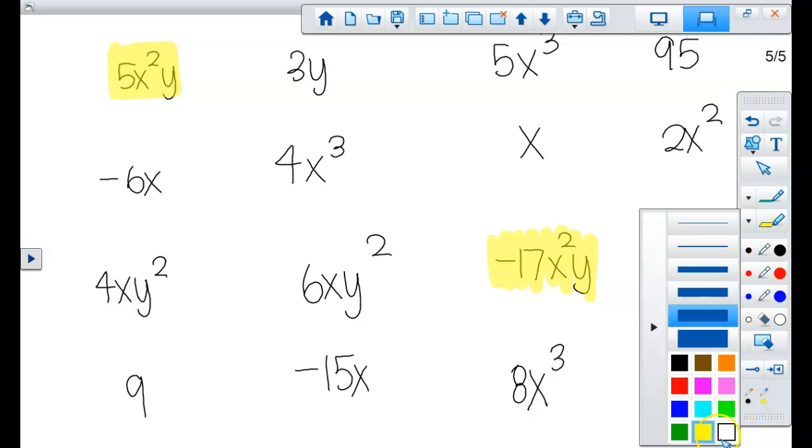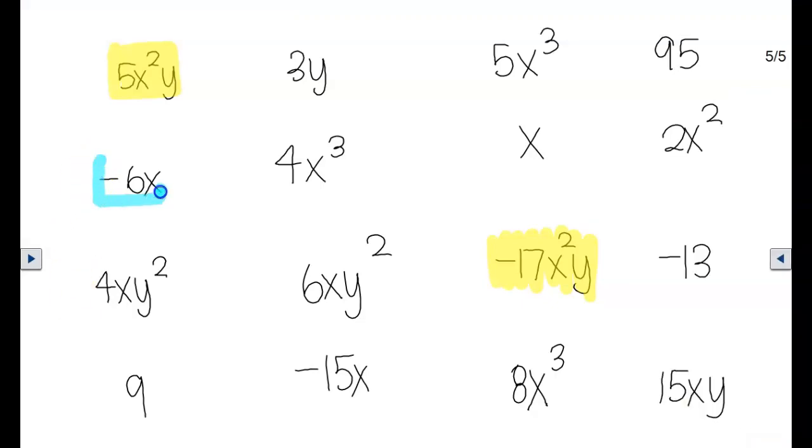All right, so now I'll move on to another color. And I'll just go ahead and come down here and pick up my next term, negative 6x. So this last name is very simple. It's just an x. So I'm going to look through these terms and identify all of the other terms that have just x as their last name.